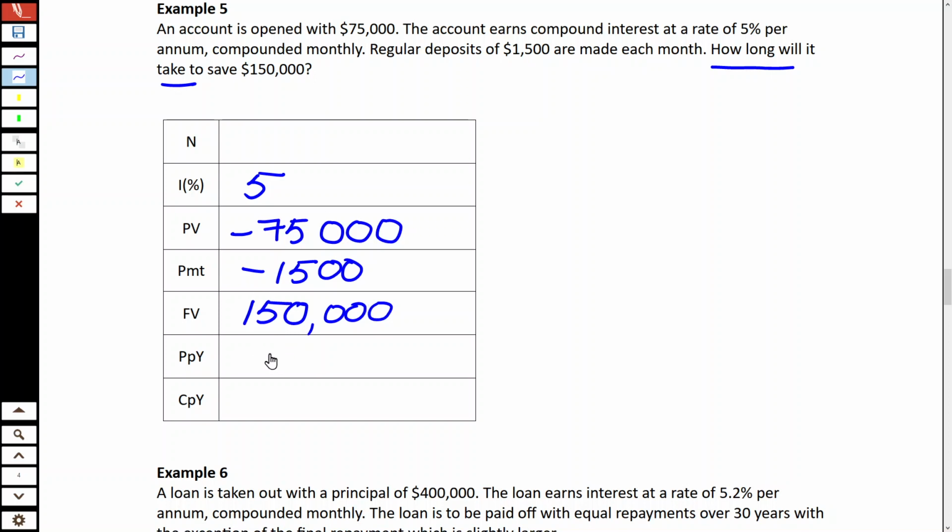Okay, and we make 12 payments a year, and interest is compounded monthly, which is 12 times a year. All right, so take a moment to do this on the calculator. Was it exactly 39? Yeah. Yeah, so 38 months is not enough to save 150,000.